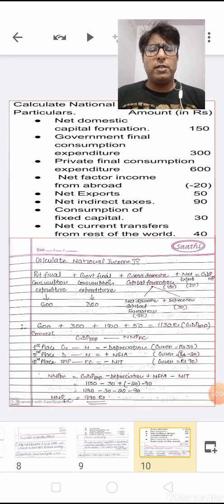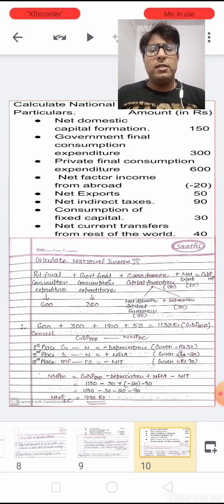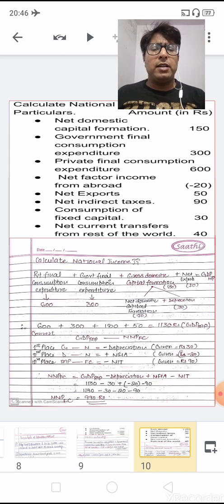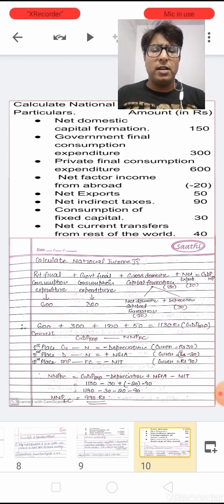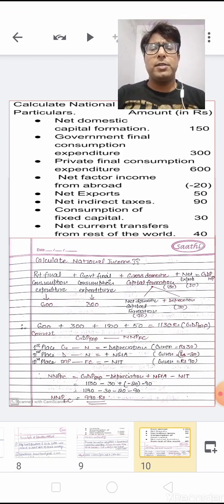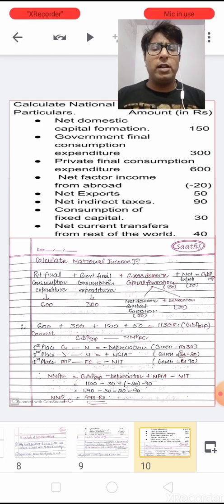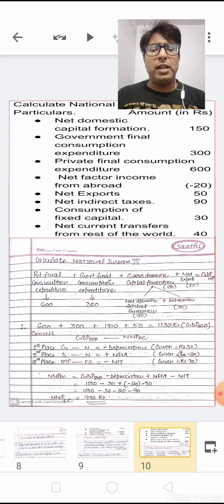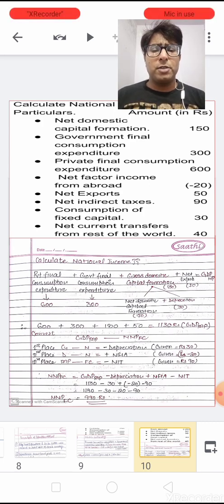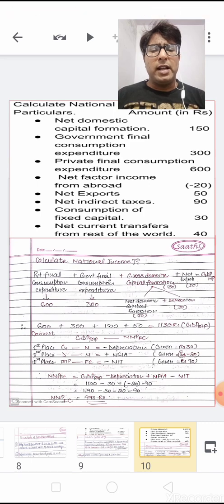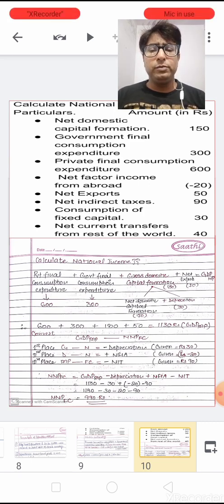Now with this question we are asked to find out the national income. The particulars given are: net domestic capital formation is 150, government final consumption expenditure is 300, whereas private final consumption expenditure is 600, net factor income from abroad is -20, net export is 50, net indirect taxes is 90, consumption of fixed capital is 30, and net current transfer from rest of the world is 40.